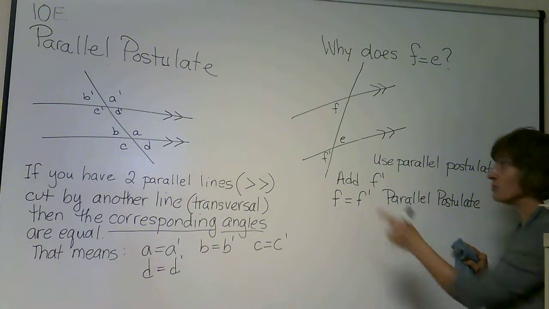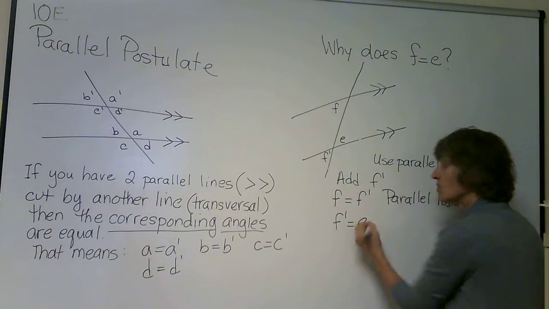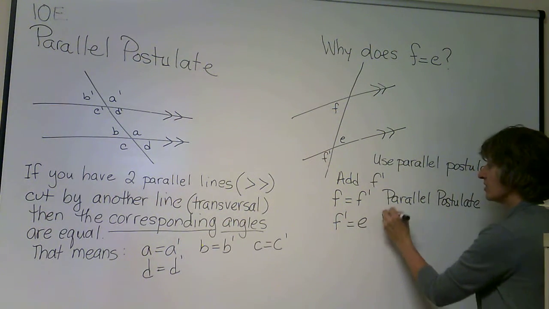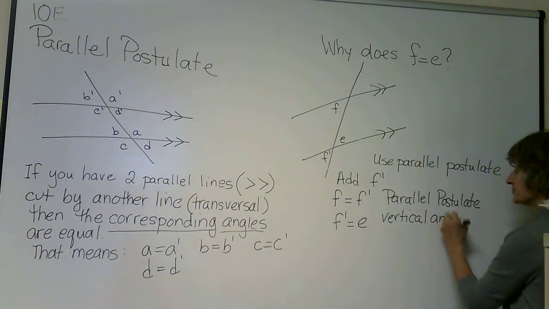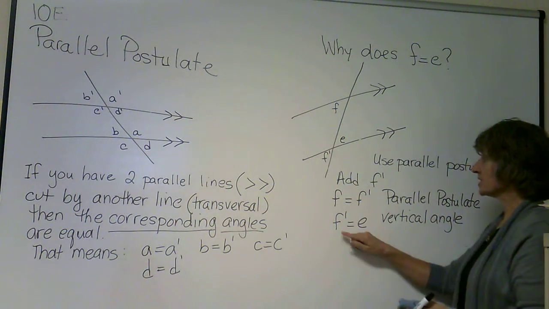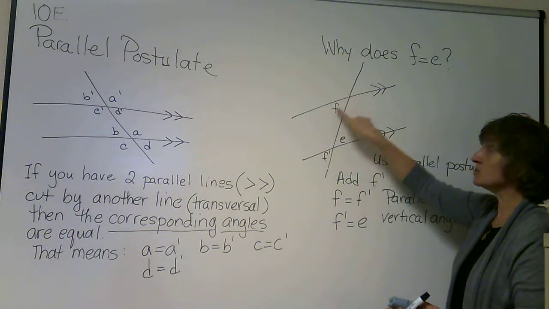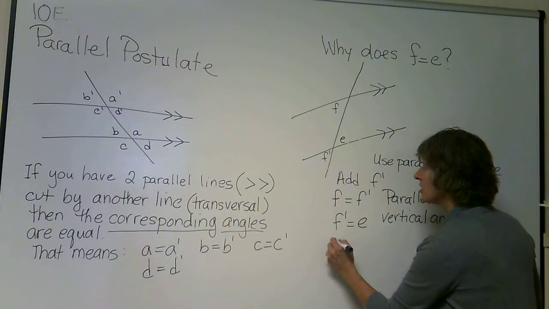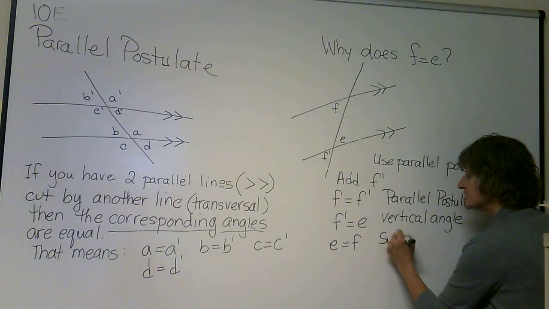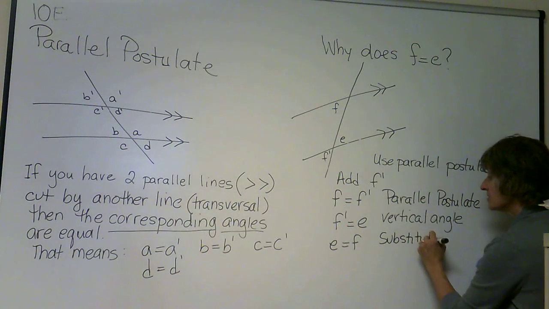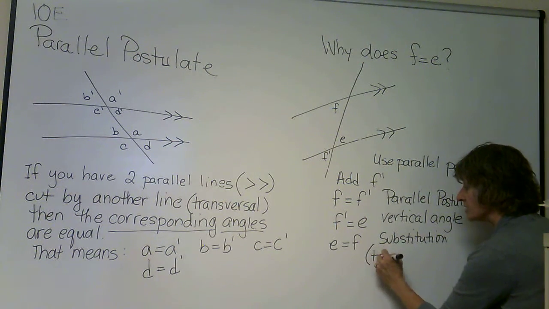Okay, how does this help us? Well, F prime is equal to E. Why? Because it's a vertical angle that we talked about in the first video. Now, if E is equal to F prime, which is equal to F, we now know that E is equal to F. And you can either call that substitution, and it's also in some places called the transitive property.